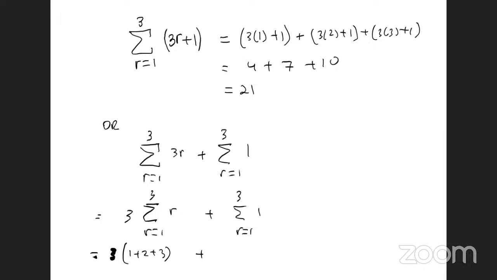What does the summation of r going from 1 to 3 of 1 mean? Any guess? What does this here mean? Anybody? Nathan? No guess? Megan? Any guess?